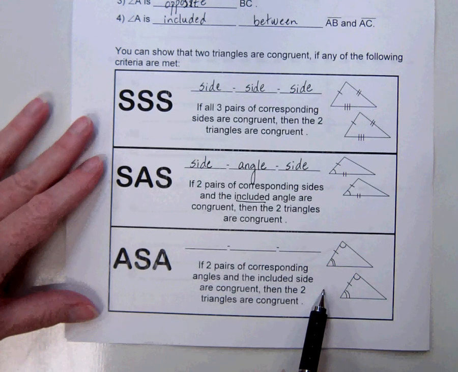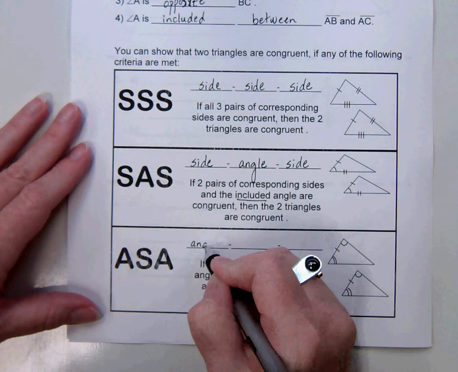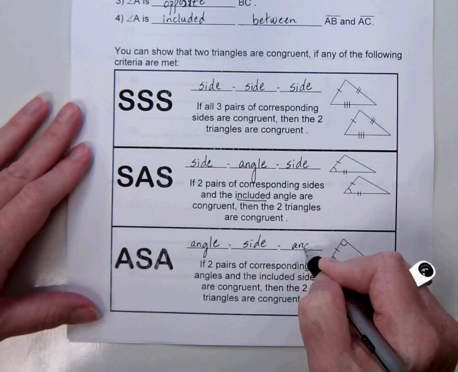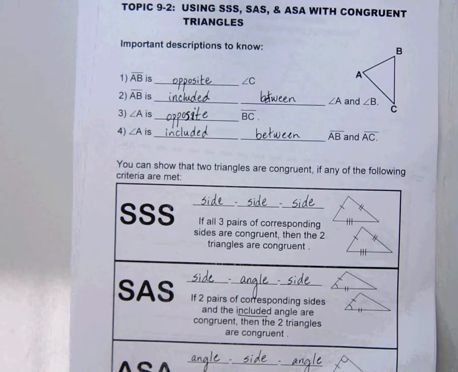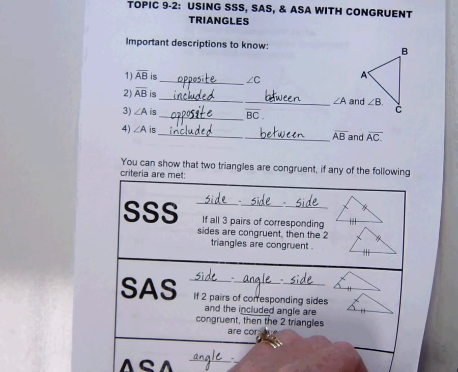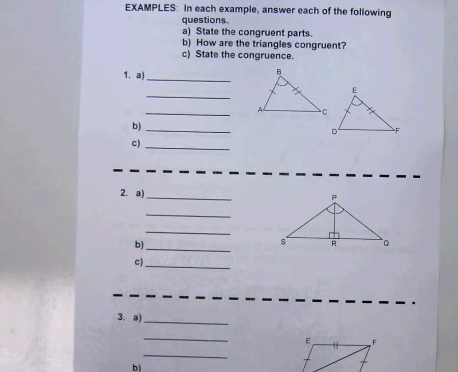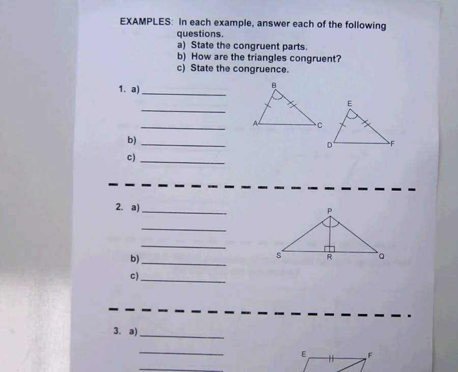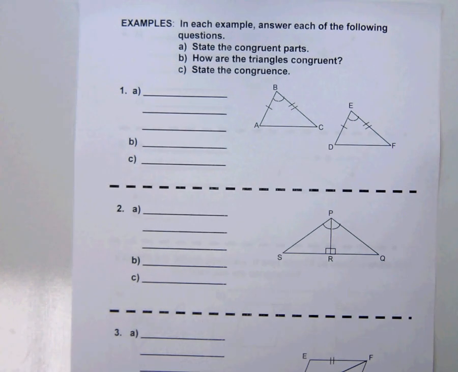Look at the next one. Angle, side, angle. See how the marking on the side is between the 2 angles? That's because you have an included side. So that's angle, side, angle. Alright, let's try a few. In each example, answer each of the following questions. State the congruent parts, how the triangles are congruent, and then the congruent statement.